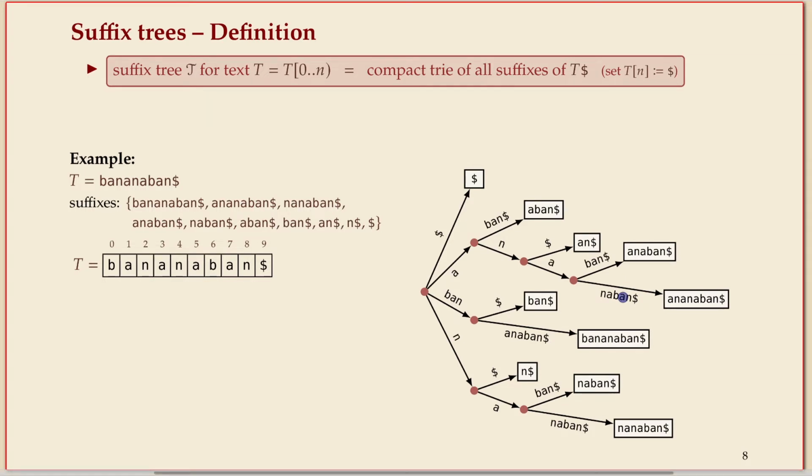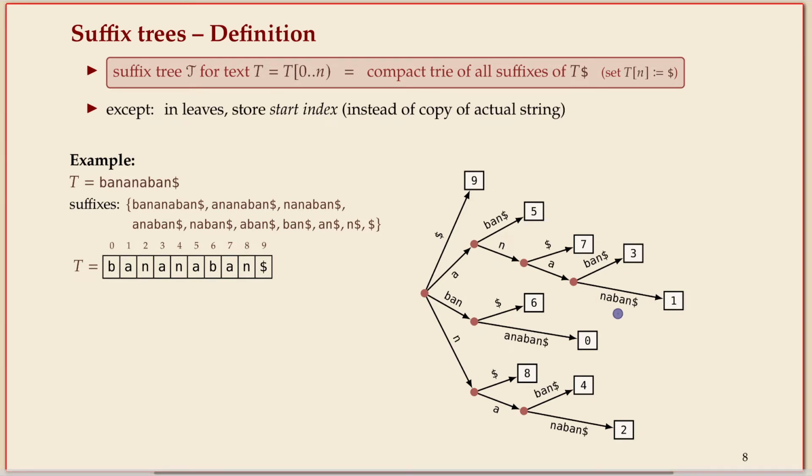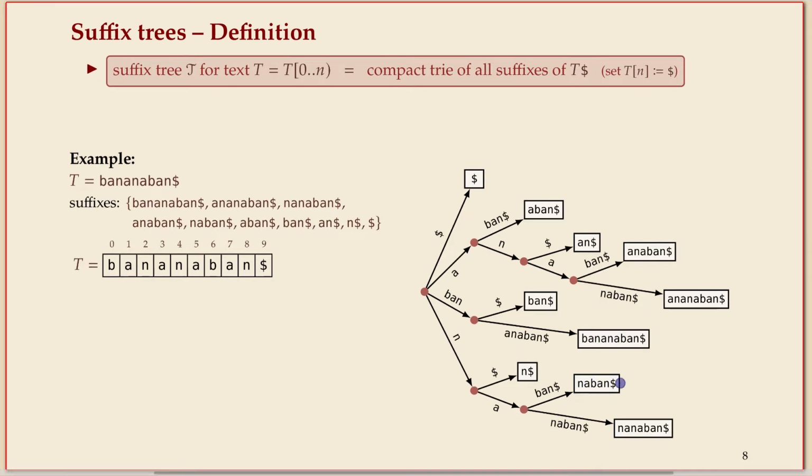The second change is, if you look at this, it looks like it's storing parts of this same text over and over again. That's of course not necessary. You can store the text once and instead store in the leaves only the starting position of the suffix. That's enough. Then you know suffix 4 is everything starting at 4, so it's this naban. That's what it was.